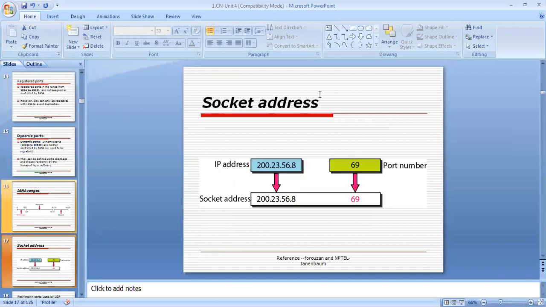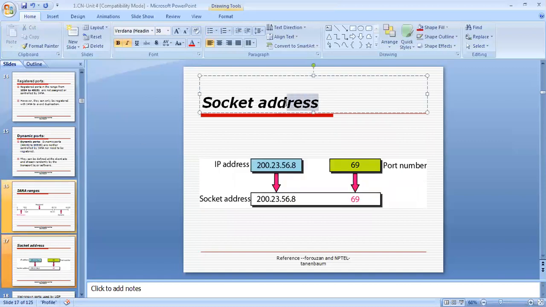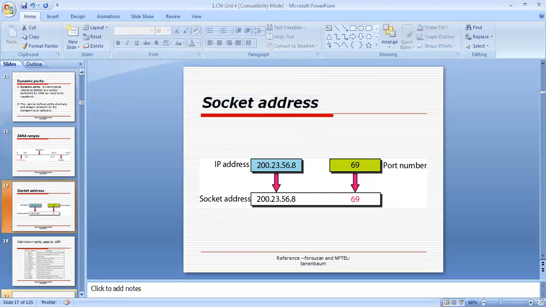Now the next and most important term associated with the transport layer is socket addressing. Whenever we write an IP address along with the port number, the first parameter is the IP address and the second parameter is the port number. This combination is called the socket address. To provide end-to-end communication, we define a socket. Whenever we write a client-server program, we implement a socket. So we define the IP address and port number.